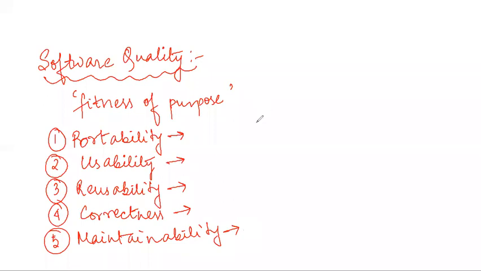So apart from just seeing the functionalities of a software product, which was used in the traditional approach of the software concept, these are the other factors which also contribute in determining whether this software quality is okay or not. That is, whether this software's quality is at par or not.